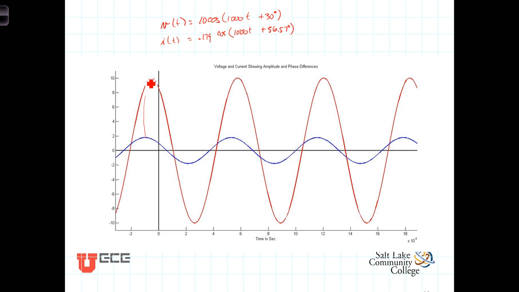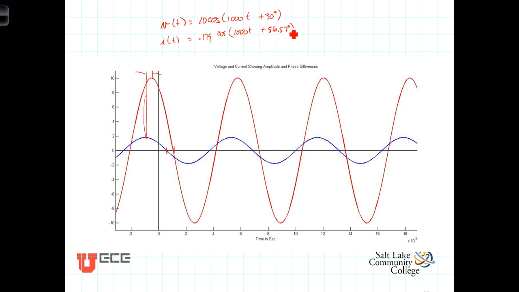So the difference, I can draw this, I don't know if I can or not. That distance right there is the phase shift of the current ahead of the voltage. We say that the current is leading the voltage. The current peaks before the voltage peaks. The current crosses zero before the voltage crosses zero. The current is leading the voltage by that much, which corresponds to, again, that 26.57 degrees.